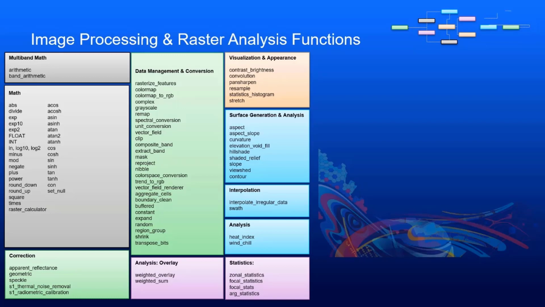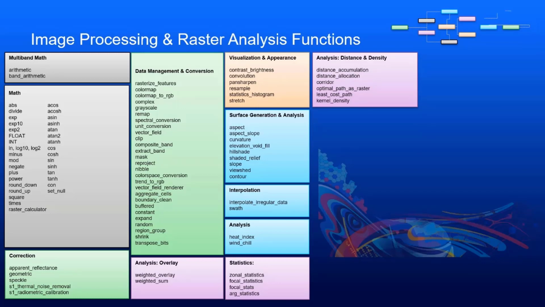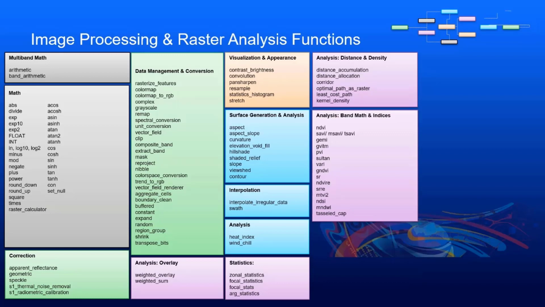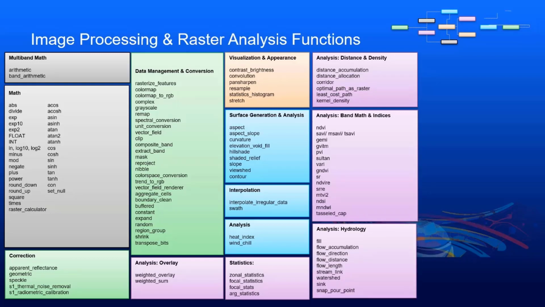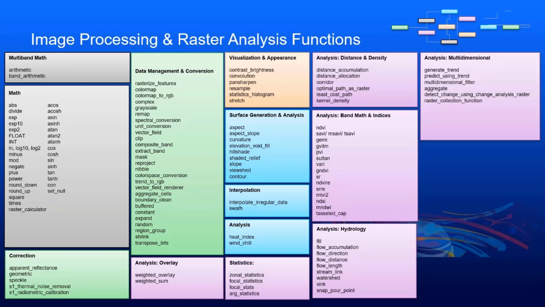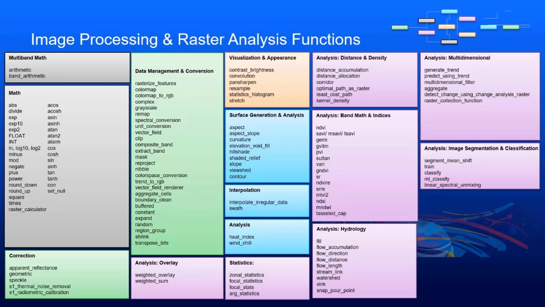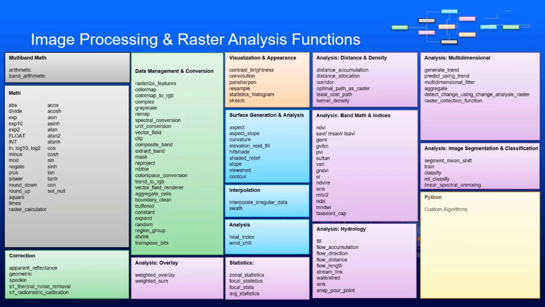Statistical functions are present like zonal statistics, focal statistics. Functions related to distance and density are also there like optimal path as raster, distance accumulation. You can do band math and calculate indices like NDVI, NDSI, MNDWI, etc. We also have functions related to hydrology like fill, flow accumulation, flow direction. Multidimensional functions like generate trend, predict using trend, detect change using change analysis rasters are also present. We also have image segmentation and classification functions like classify, ML classify, linear spectral unmixing, and you can also create custom algorithms using Python for image processing.